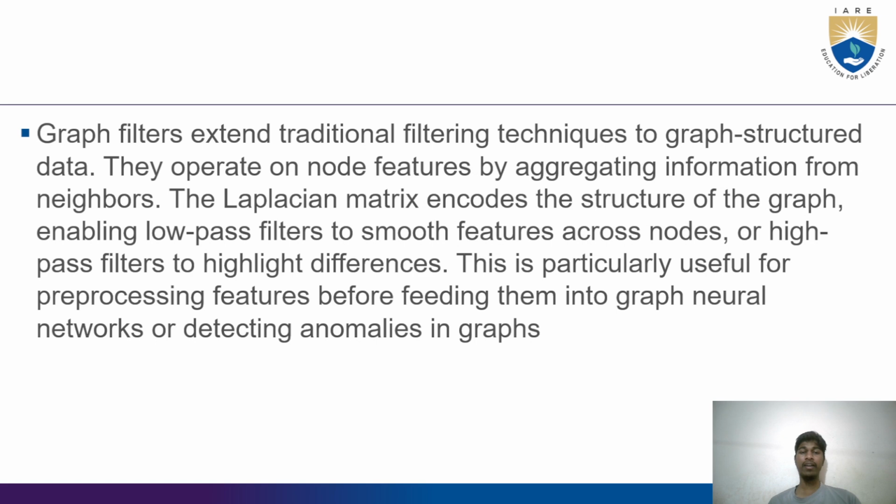Graph filters extend traditional filtering techniques to graph-structured data. They operate on node features by aggregating information from neighbors. The Laplacian matrix encodes the structure of the graph, enabling low-pass filters to smooth features across nodes or high-pass filters to highlight the differences between them. This is particularly useful for pre-processing features before feeding them into graph neural networks or detecting anomalies in graphs.